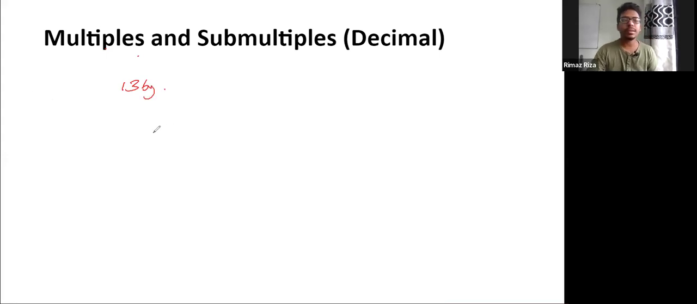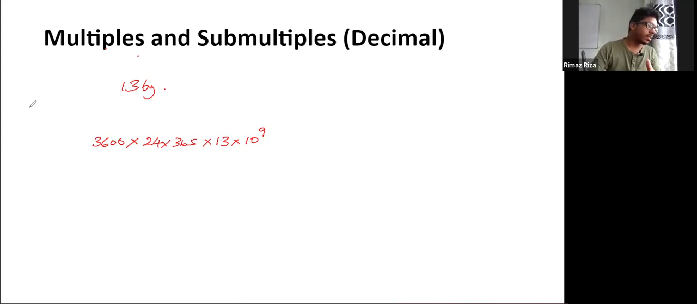So we'll calculate how many seconds there are. In 1 hour, 3600 seconds. Multiply that by 24 and you get the number of seconds in 1 day. Multiply this by 365 and you get the number of seconds in 1 year. Then multiply this by 13 billion. Billion is 10 to the power 9, right? So this number of seconds is approximate, right? So let's calculate this.